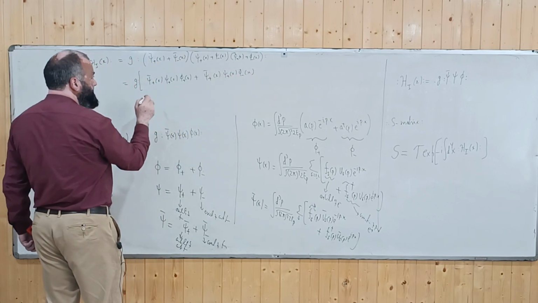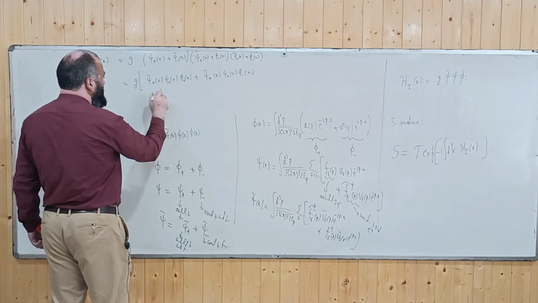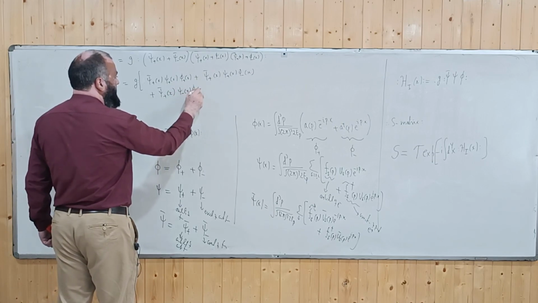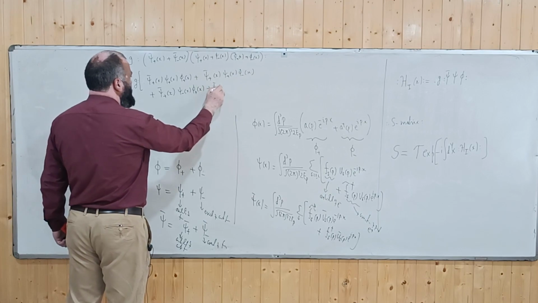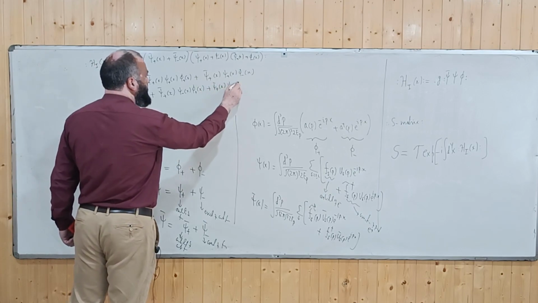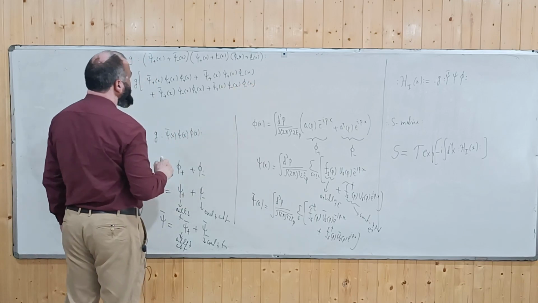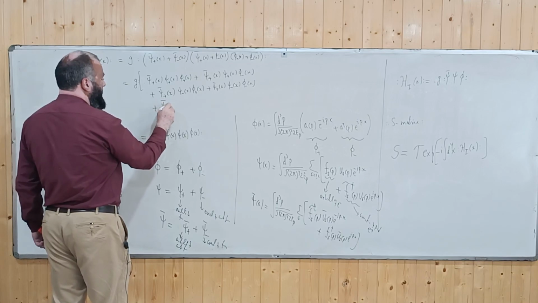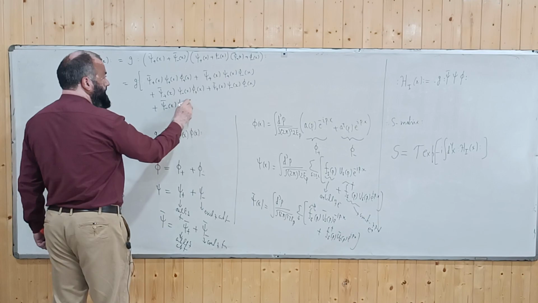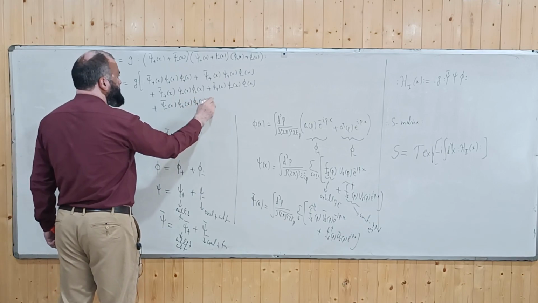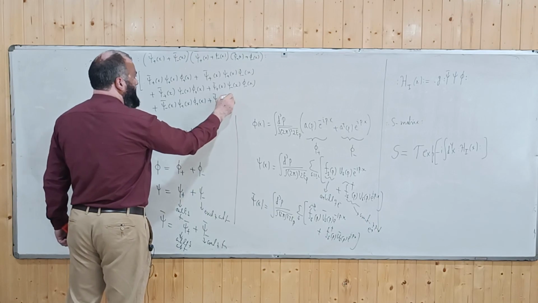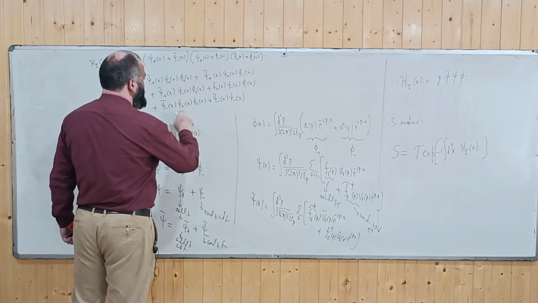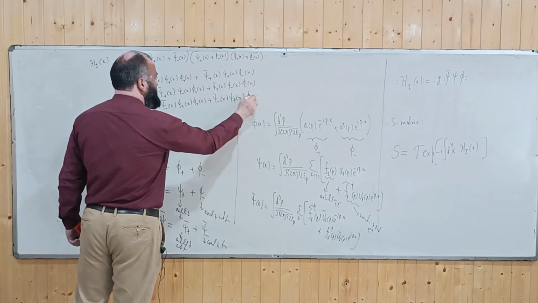Clear? There are 8 terms. Then you are having psi bar plus of x, psi minus of x, phi plus of x. Then psi bar plus of x, psi minus of x and phi minus of x. Clear? Then same thing, psi bar minus of x, psi plus of x, phi plus of x. Then psi bar minus of x, psi plus of x, phi minus of x, and so on.